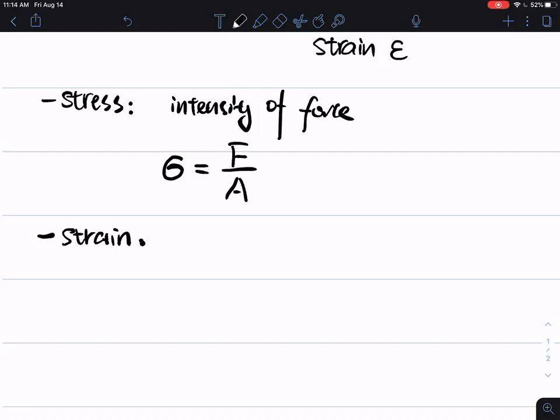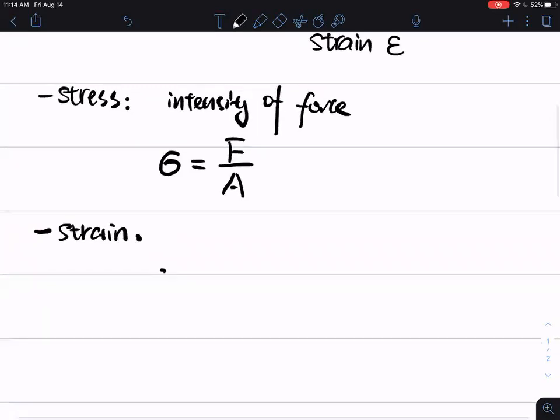Whether the change of length is large or small, that's why we want to show the intensity. Is this change of length large or small? That's why you use strain. It's defined by delta L, or change of length, divided by original length.